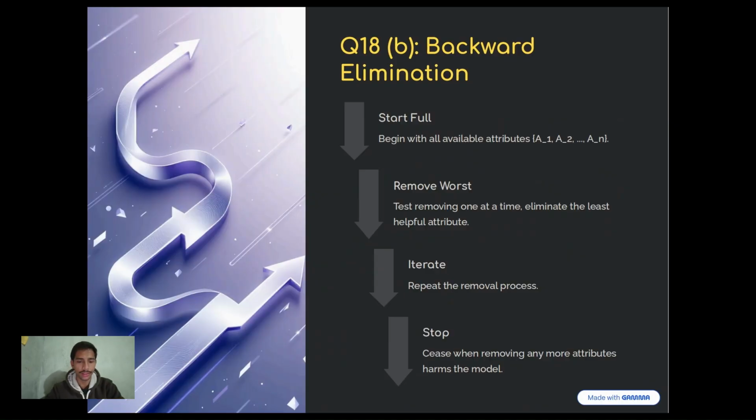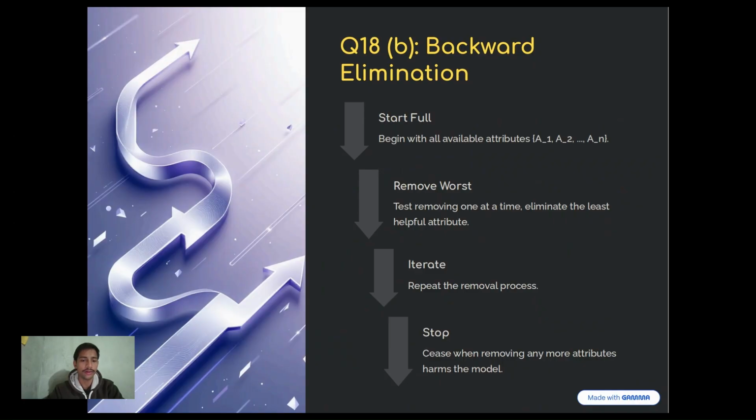Second is backward elimination. This is the opposite approach. You start with the full team, every available attribute. You then test removing each one to see which one is the least helpful or most redundant. You cut that attribute. You repeat this process, whittling down the list until removing anything else would actually hurt the model's performance.